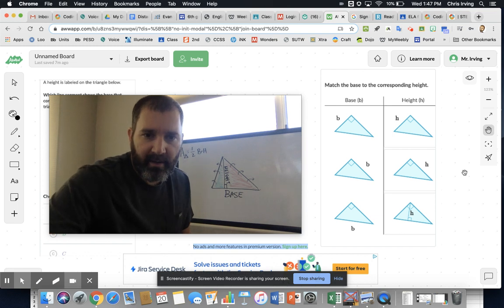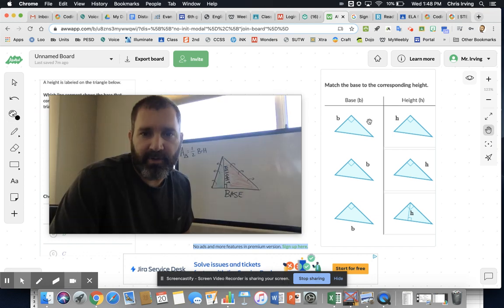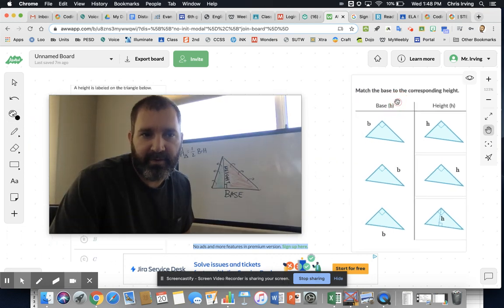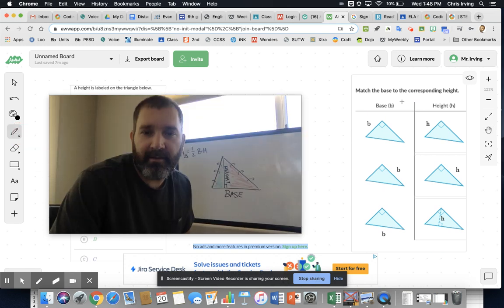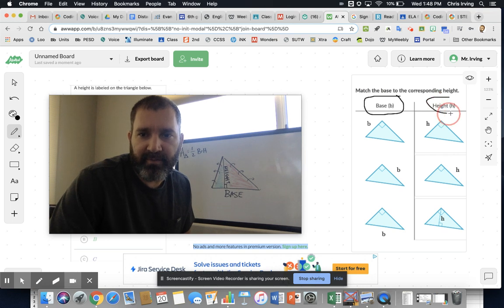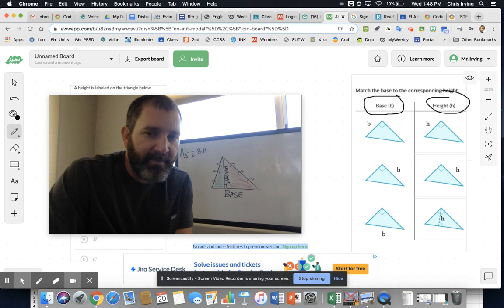So over here on the left-hand side, let me get my marker out here. You can see that we have three different bases. And over here, you can see that we have three different heights. And all we're being asked to do here is just draw a line from the triangle on the left that matches the height on the right.